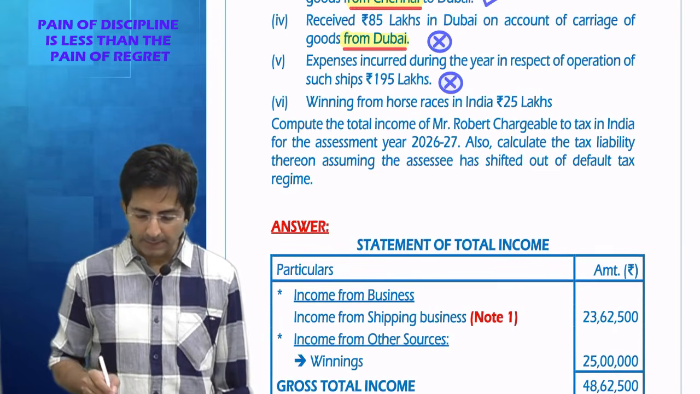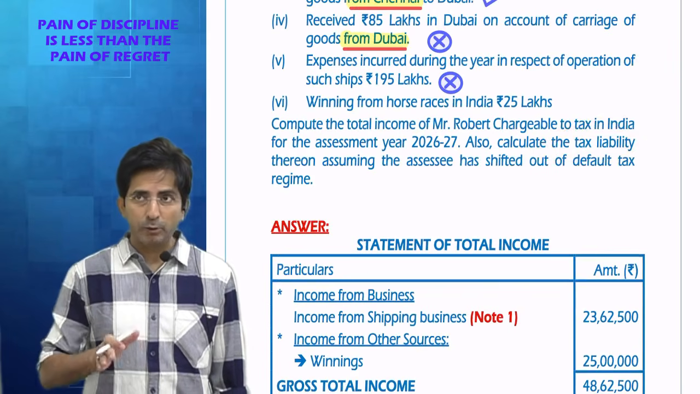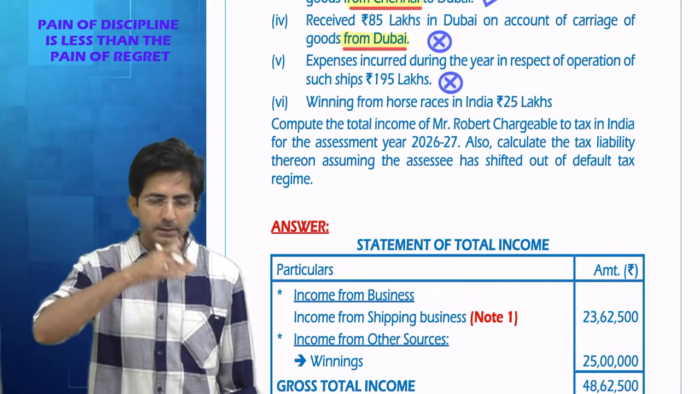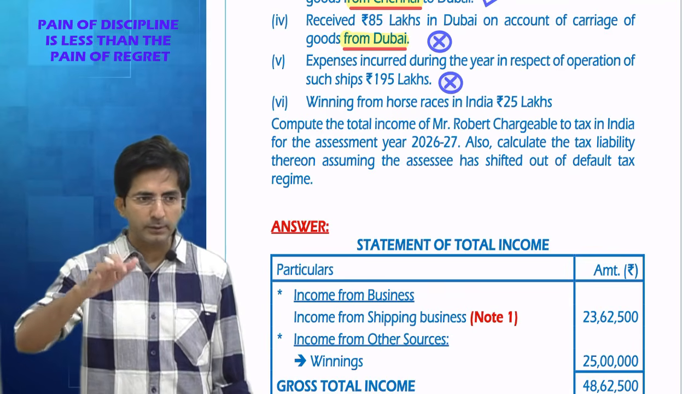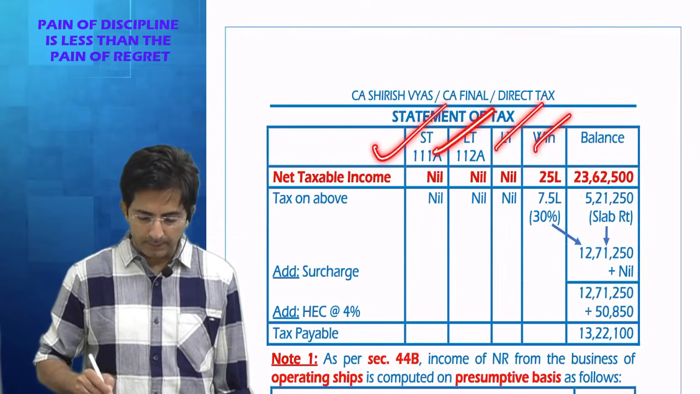See, in the question they've asked tax liability also. And whenever the question says tax liability, start doing that. Satak, latak, winnings, balance. Satak, latak, winnings, balance. Rebate for the poor, surcharge for the rich, health and education cess for everyone. So satak, latak, winnings, balance.